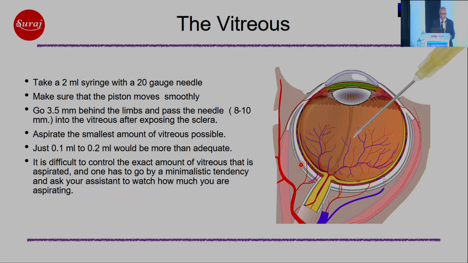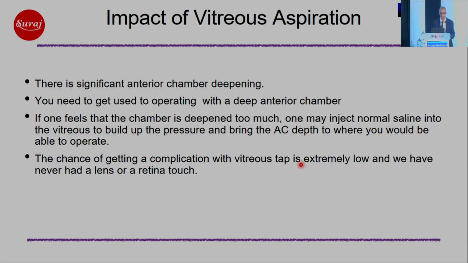We use a 2 ml syringe with a 20 gauge needle. We make sure that the piston moves smoothly. 3.5 millimeters behind the limbus, we pass the needle 8 to 10 millimeters into the mid-vitreous after exposing the sclera. We aspirate the smallest amount of vitreous possible, which could just be 0.1 or a little more than that. It's difficult sometimes clinically to control the exact amount of vitreous that you are going to aspirate, so you need to be extremely cautious, and one has to go by a minimalistic tendency and ask your assistant also to watch how much you are aspirating actually.